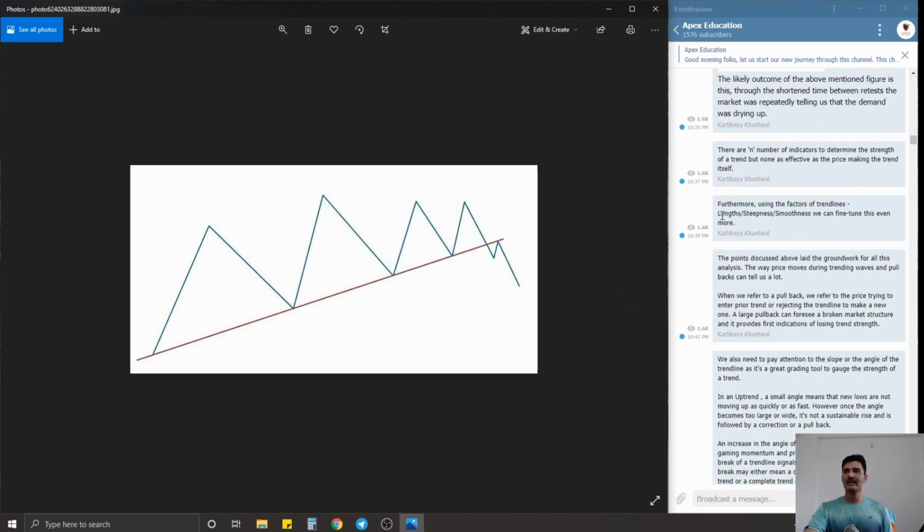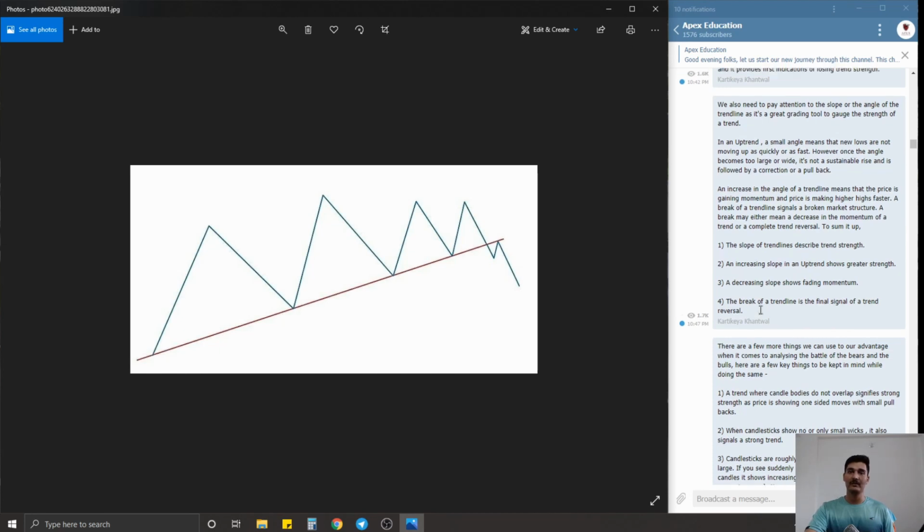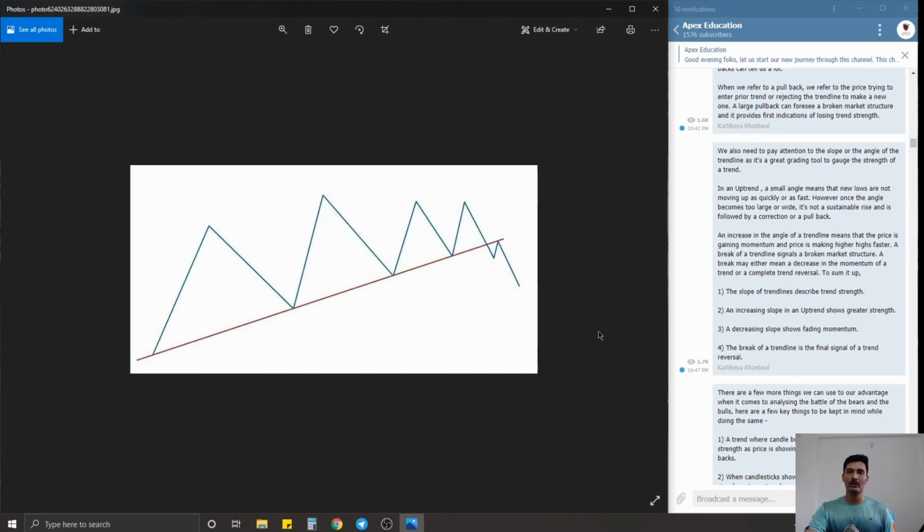There's the length of the trend line, steepness, and the smoothness of the trend line. These are all small things that you can figure out by yourself, whether it works for you or not. What are the parameters that you keep for yourself?